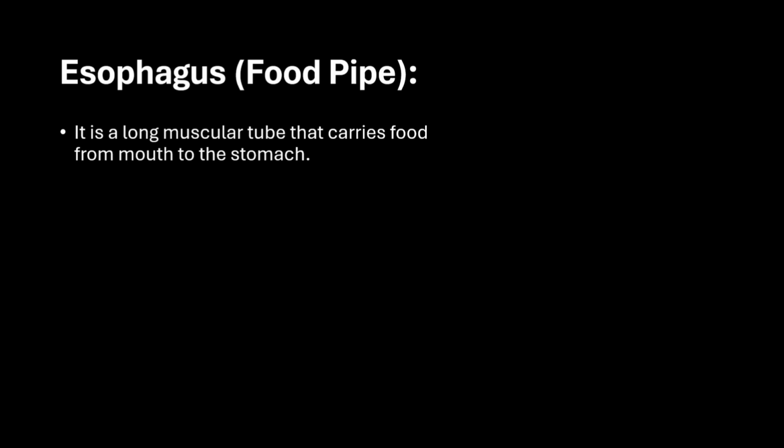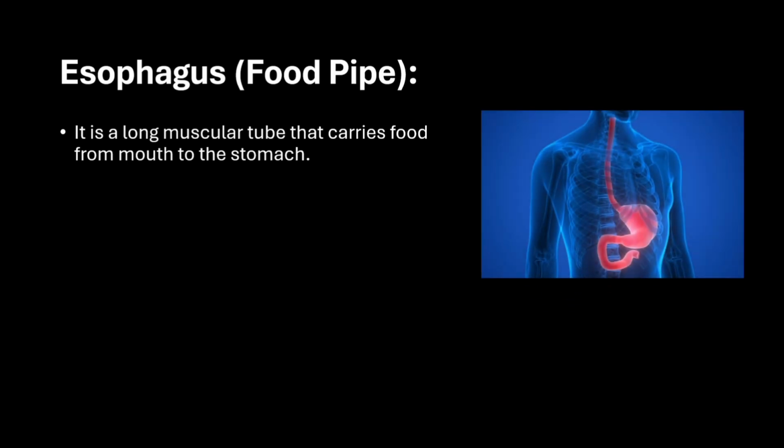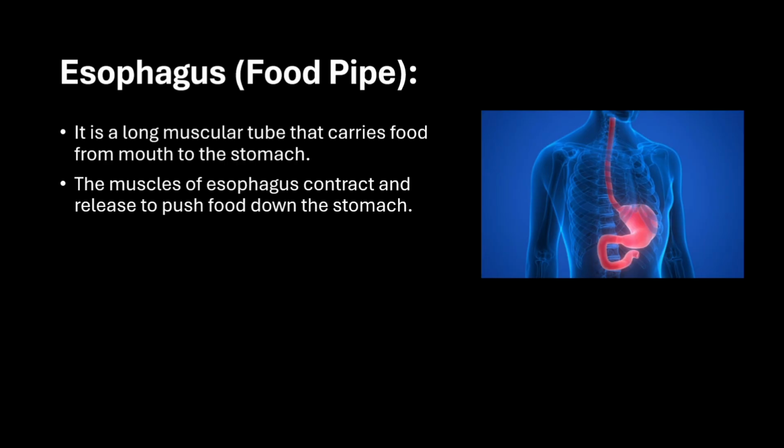Now let's discuss the esophagus and how digestion continues after the mechanical and chemical digestion in our mouth. The esophagus is a long muscular tube that carries food from the mouth to the stomach. Our digestive system is also called the alimentary canal, which stretches from our mouth to the large intestine. So how does the esophagus push the food down into the stomach? Basically, the muscles of the esophagus contract and release to push the food down to the stomach.